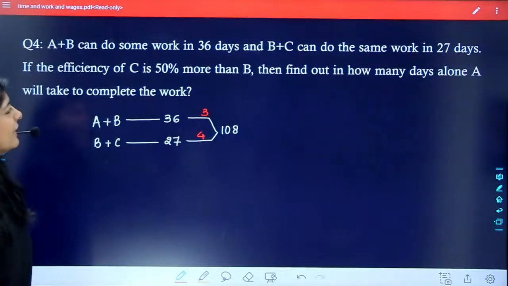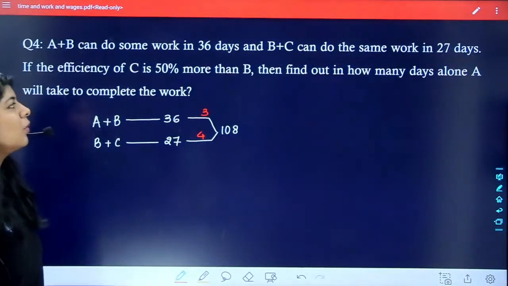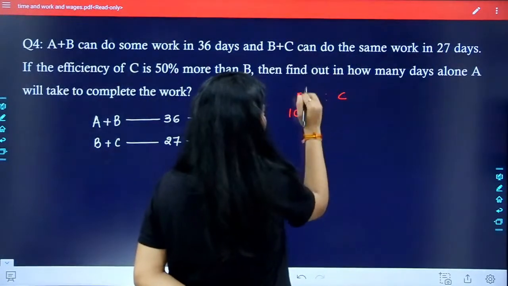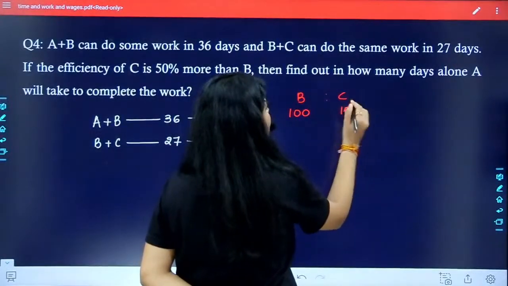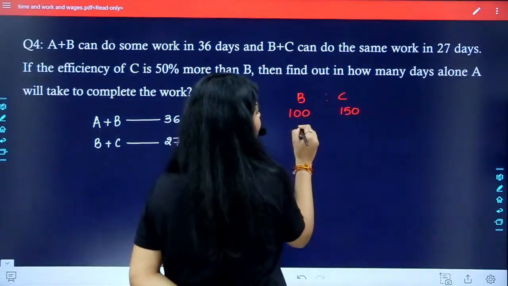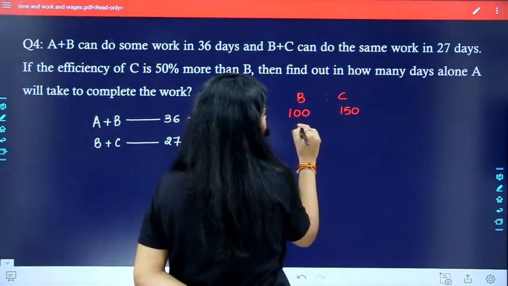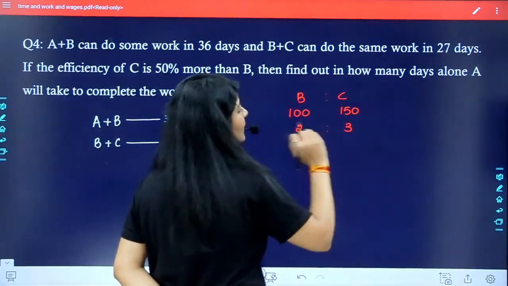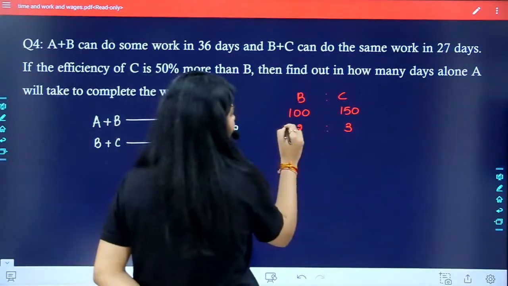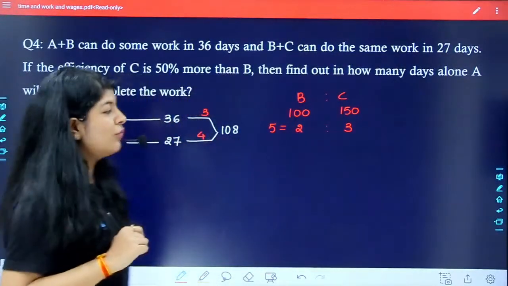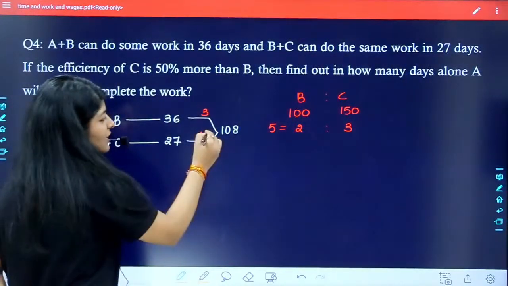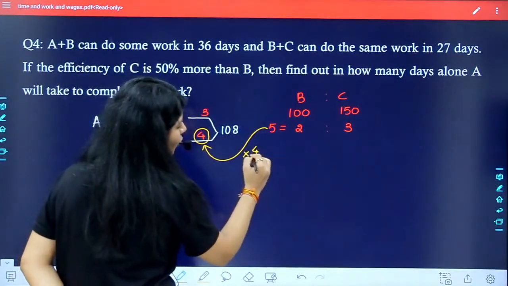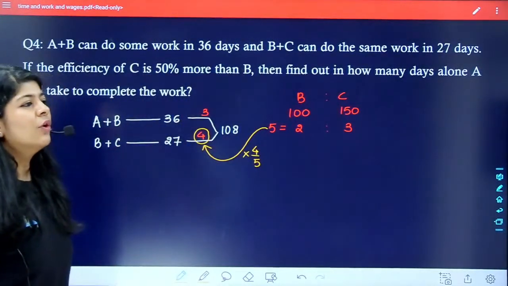Okay, so it is given that the efficiency of C is 50% more than that of B, so let's suppose the efficiency of B is 100. Then the efficiency of C is 50% more than B. So here we can write the ratio of B and C as 2 to 3. What we just did is write down the efficiency ratio between B and C. In total their efficiency is equal to 5, but as per our data their efficiency is equal to 4. That means this 5 is equal to 4, so it is a multiple of 4 by 5.